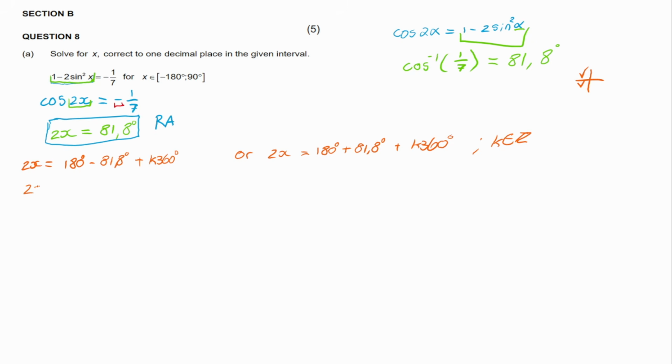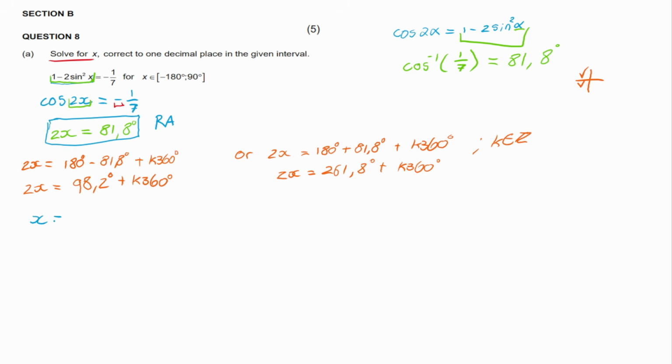So if we evaluate this, we get 2x is equal to, put that in the calculator, we get 98.2 degrees plus k360. Or if we keep working here, we're going to get 2x is equal to 180 plus 81.8. So this is 261.8 degrees plus k360. But very important, the question says we need to solve for x. And here we have 2x. So we actually need to divide both sides by 2.